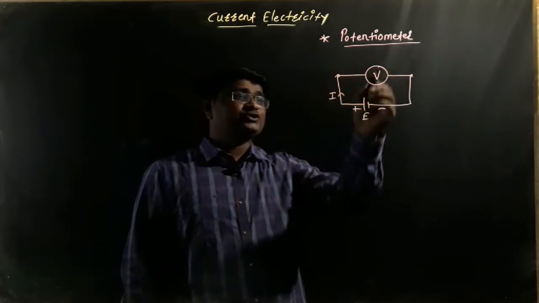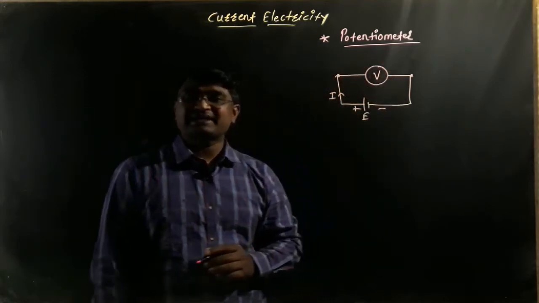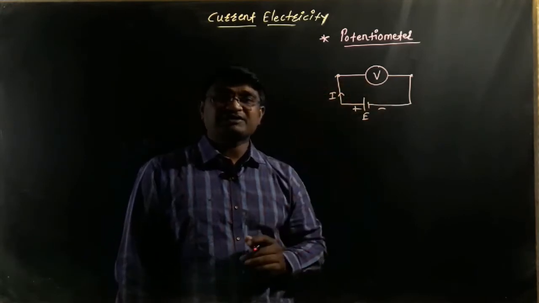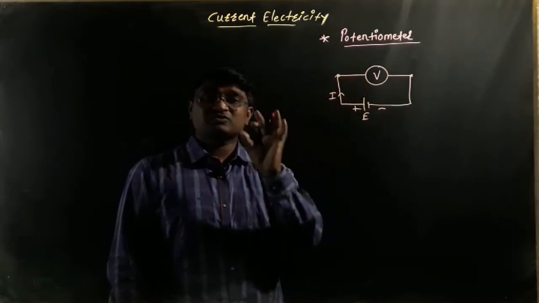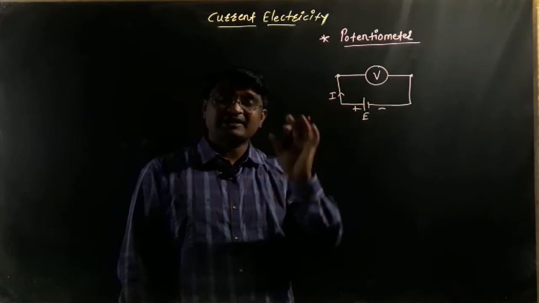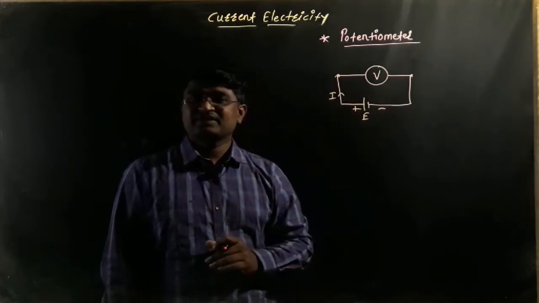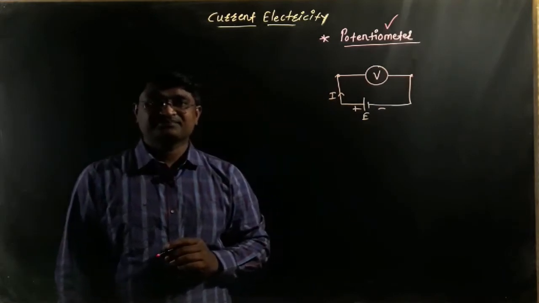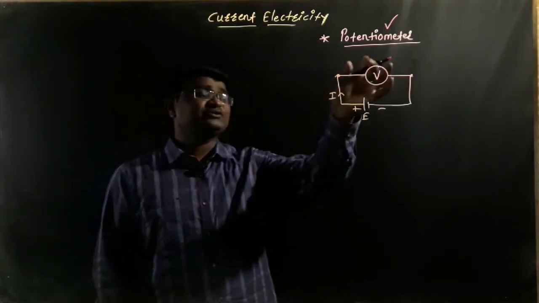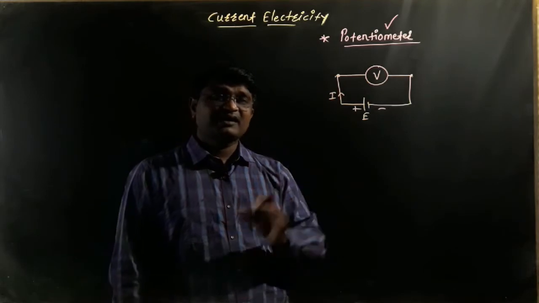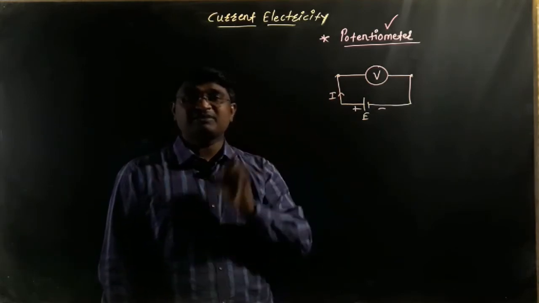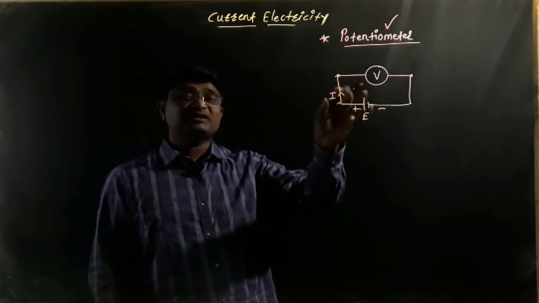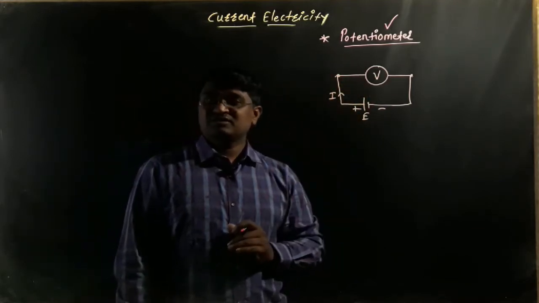But if the potentiometer is directly connected to the circuit and we measure the potential difference between 2 points, the potentiometer does not draw any electric current and does not add any resistance to the circuit. That's why the potentiometer is the ideal voltmeter. It is very important. The potentiometer is the ideal voltmeter, and it is used for the accurate measurement of potential difference. That is the simple difference between a voltmeter and a potentiometer.